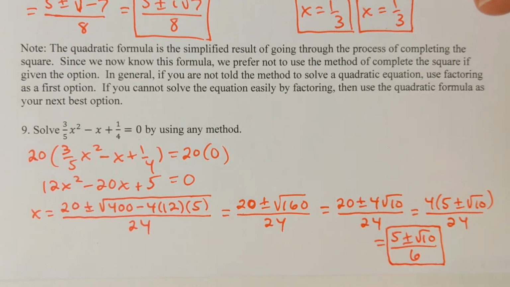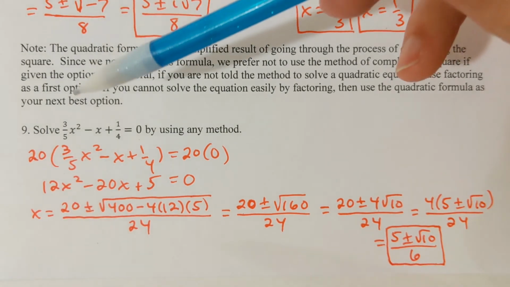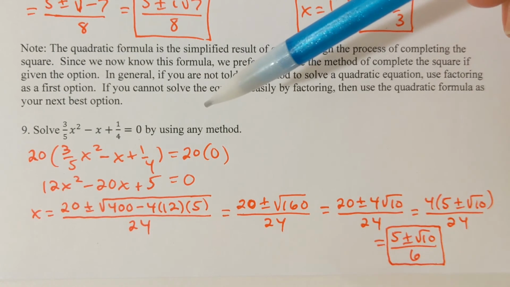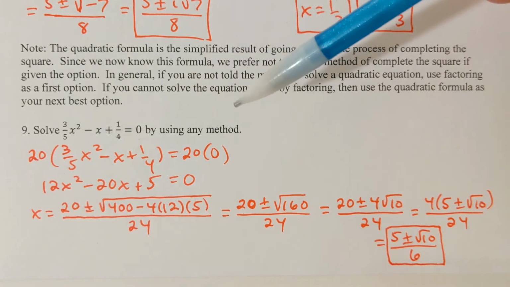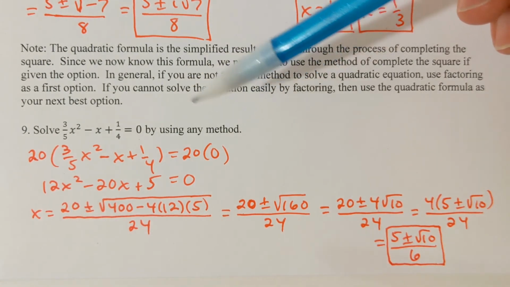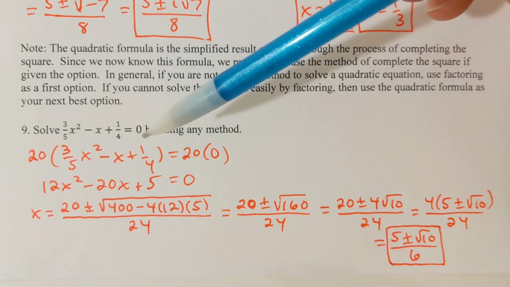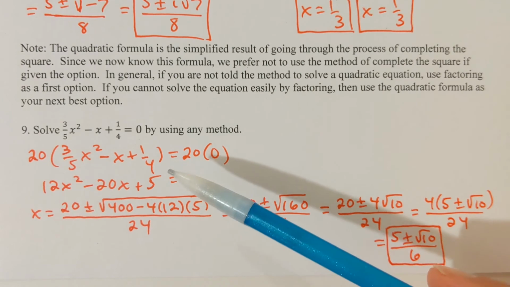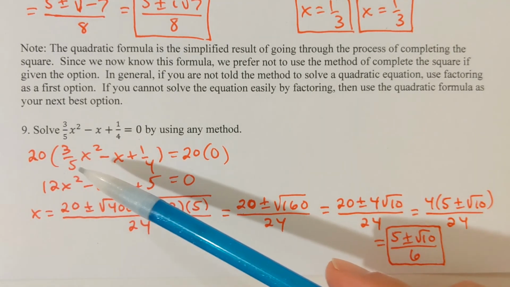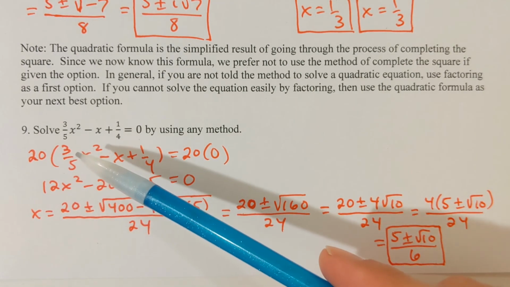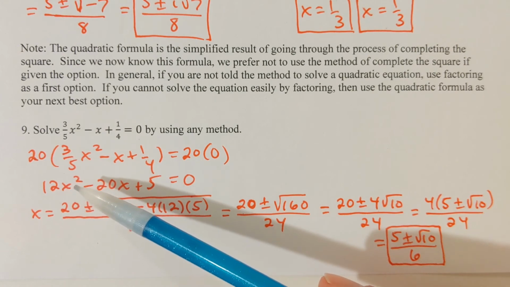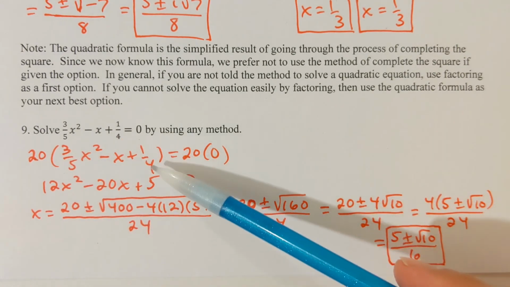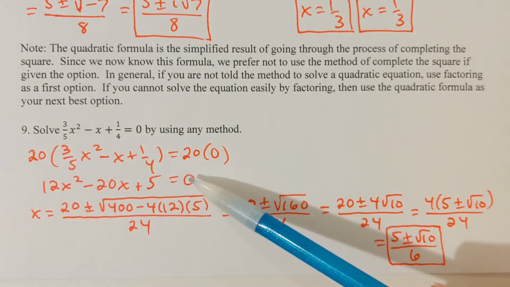Okay, let's take a look at problem 9. We're going to solve this equation by using any method that we want. There's a couple of problems in the book where you're given the choice. Now in this problem, I've got fractions. Why don't I go ahead and clear those out? If I multiply both sides by 20, 20 times 3/5, well, 20 over 5 is 4, times 3x squared would be 12x squared. And then it's going to be minus 20x plus 1/4 times 20 is 5. That's equal to 0.